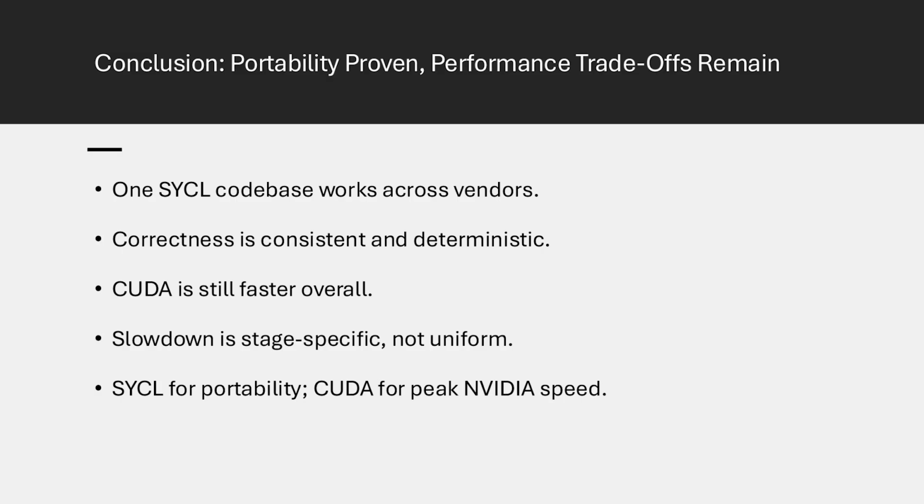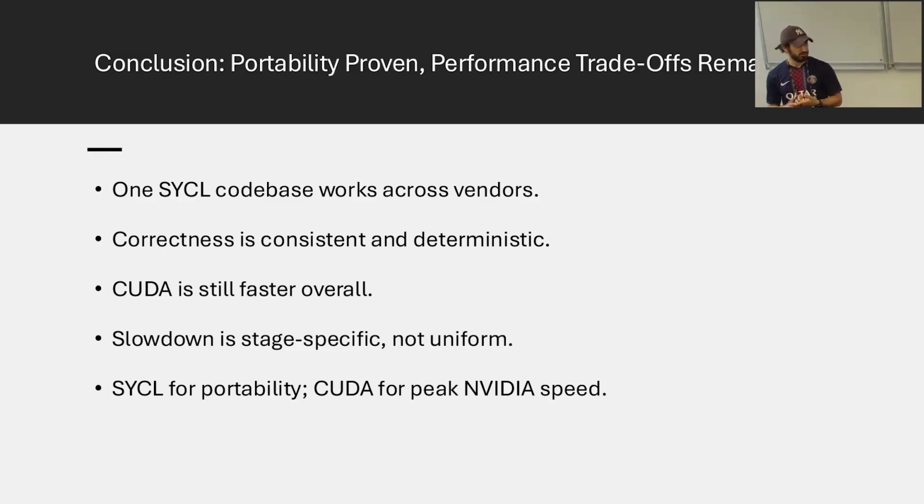So the one SYCL code base works across different GPUs and SYCL compilers, it's pretty deterministic, and the correctness is quite good. However, CUDA is still faster, but the slowdown is stage specific, mostly in the stages that heavily utilize CUDA textures. If you would like to use this code, our PopSift SYCL is better for portability, and for peak performance, CUDA is the better one.